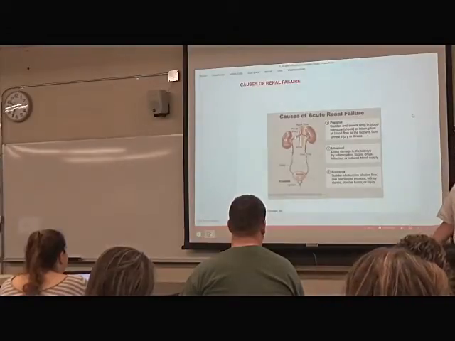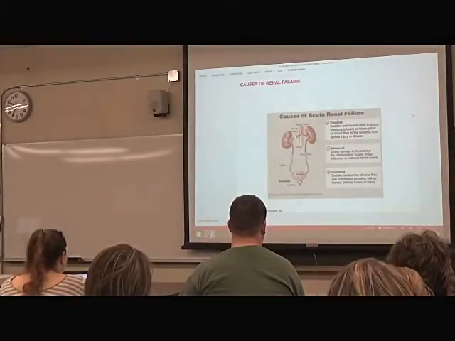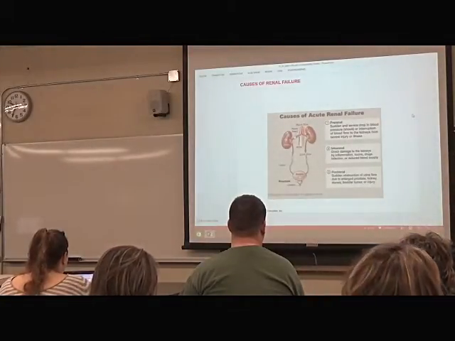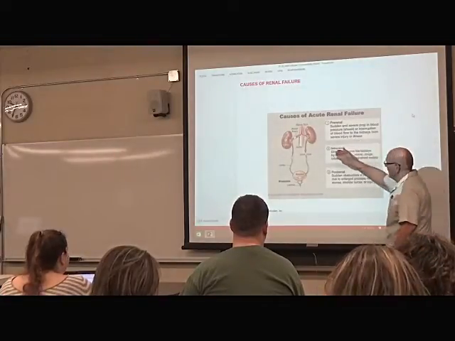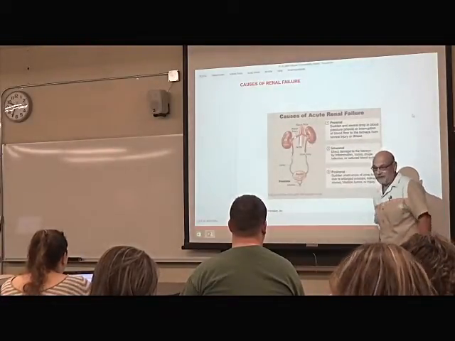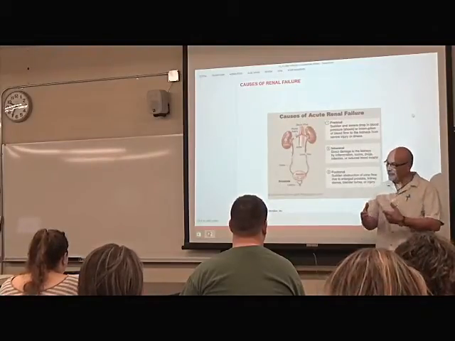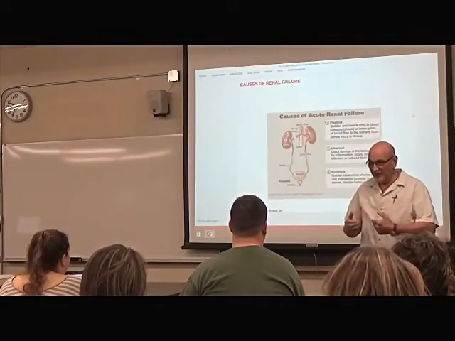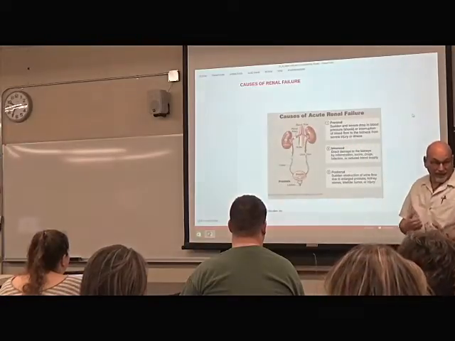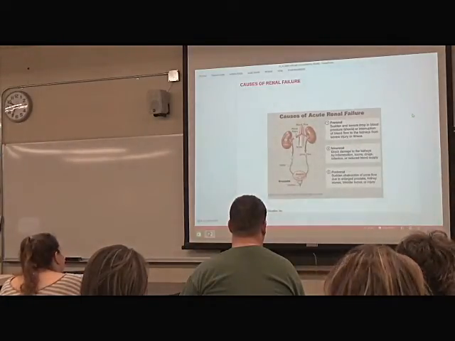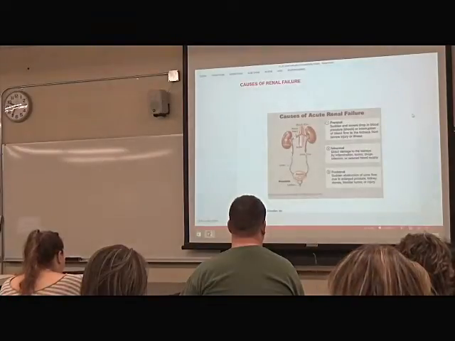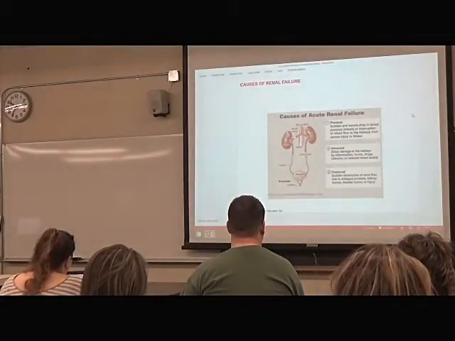So hypovolemic shock would do this, meaning a sudden loss of blood would be a big cause of this prerenal failure. Any type of cardiac condition that's constantly playing with blood volume and cardiac output, such as congestive heart failure or MI, can secondarily cause renal failure in the person.